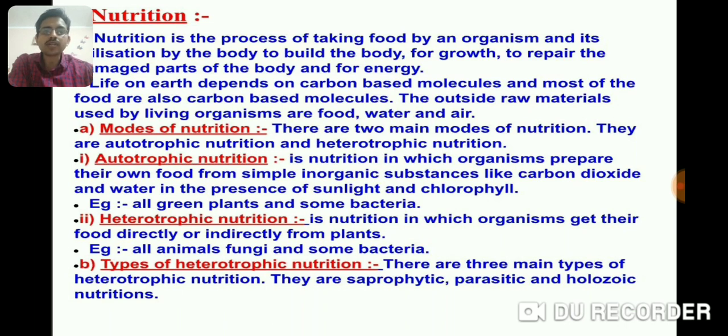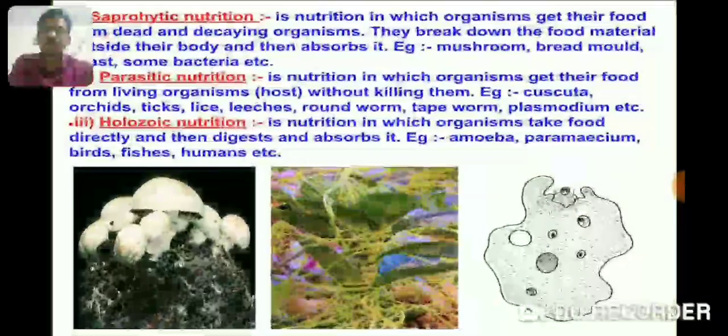While heterotrophic nutrition is the mode of nutrition in which organisms get their food directly or indirectly from plants. All animals, fungi, and some bacteria have heterotrophic mode of nutrition. Let's study types of heterotrophic nutrition in detail. There are three types of heterotrophic nutrition. They are saprotrophic, parasitic, and holozoic.